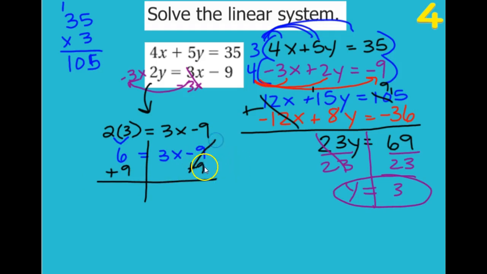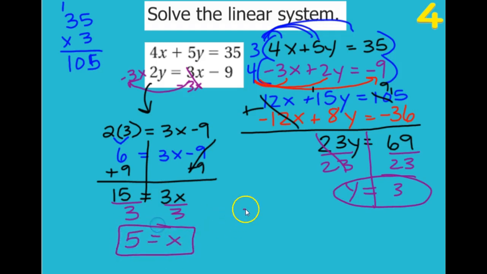So those are gone. We have 3x. 9 plus 6 more should give us 15. And then divide by 3. So x should equal 5. 15 divided by 3 is 5. So our answer is 5, 3.